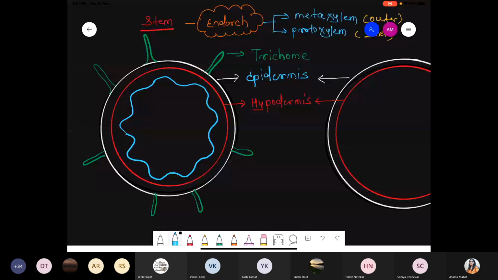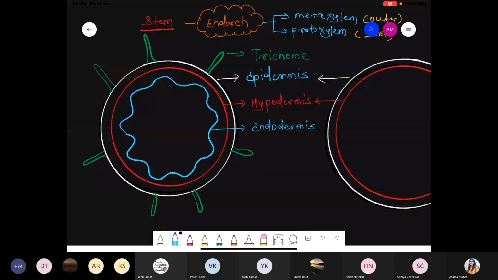Okay, like this layer. So we are taking quickly this one, the blue color layer. These are called the next layer, that is endodermis. We'll discuss this part when we take the difference between the dicot and the monocot stem. First of all, we have to complete the diagram part.